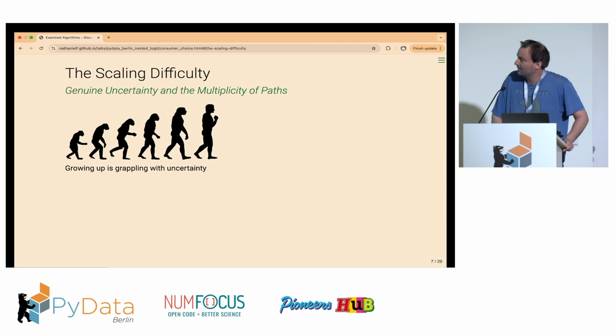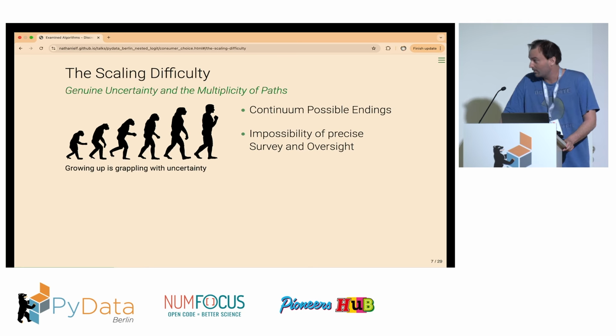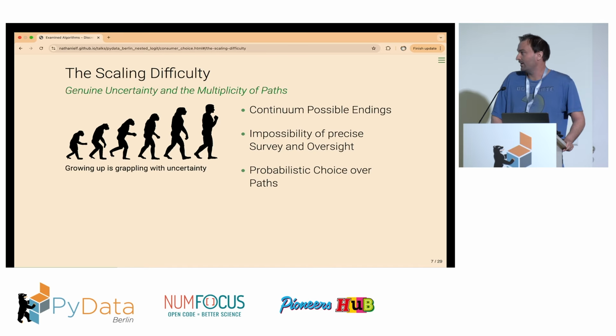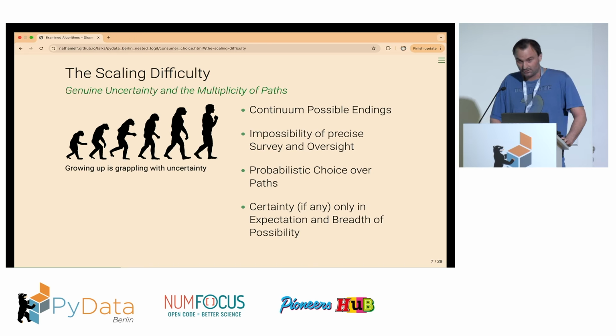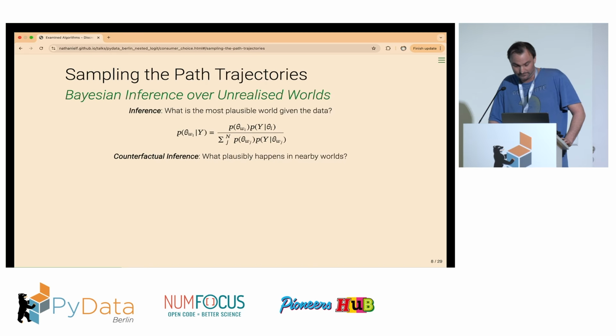But as you grow up, you eventually become Bayesian. You realize that there's a continuum of possible endings. You have no possibility of complete oversight or survey. There's at best probabilistic choice over those paths. And the only certainty, if any, is in expectation or the breadth of possibility.